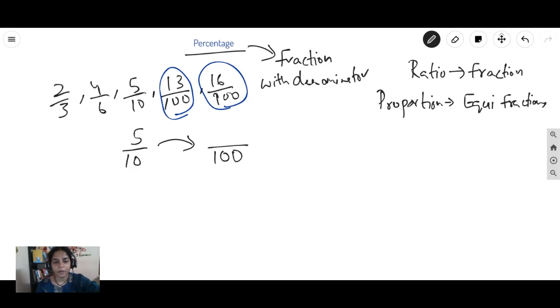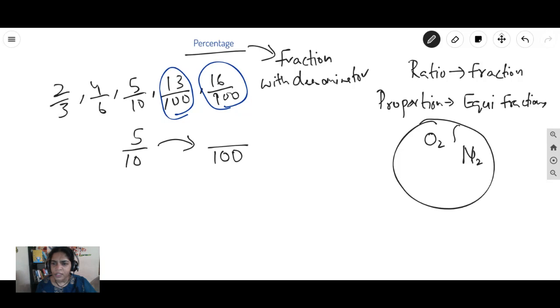And one more thing, percentage is compared to the whole thing. For example, I have a container with all the different gases. Oxygen is there, nitrogen is there, something like that. Now, compared to the whole thing, how much of it is oxygen? That is a percentage. I hope you understood the meaning of percentage, right?